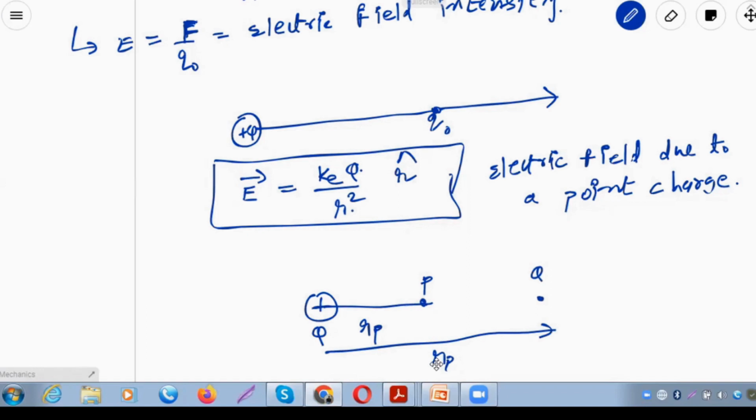Point P and point Q, right? If distance is more, electric field strength is less, right? Yes, sir. If distance is more, electric field strength is less. Hence point P has more electric field strength than point Q.